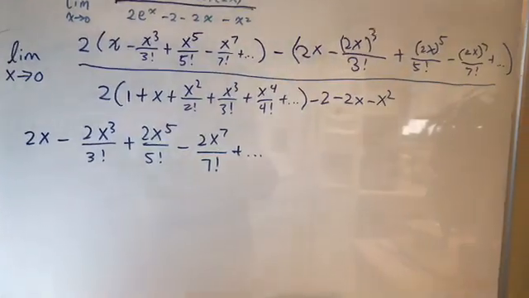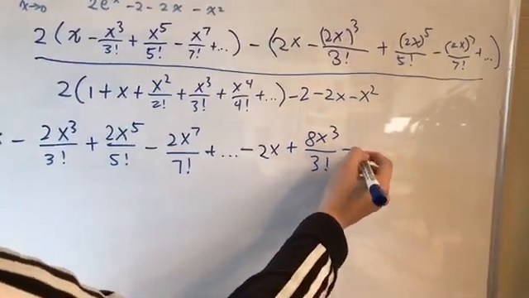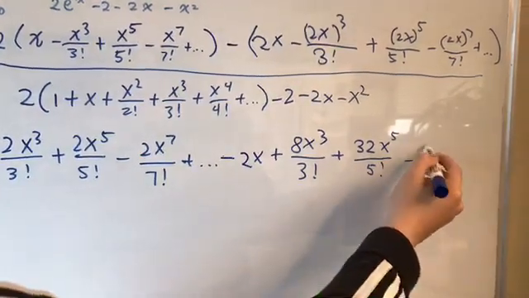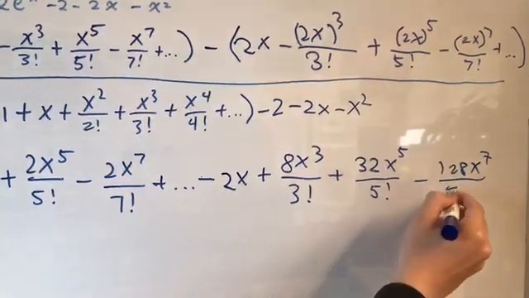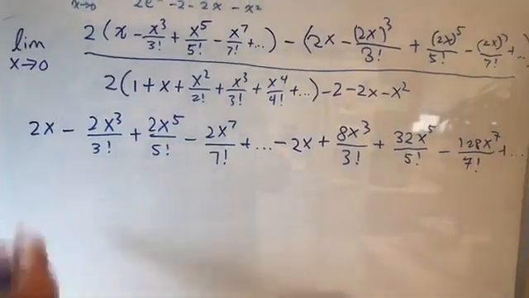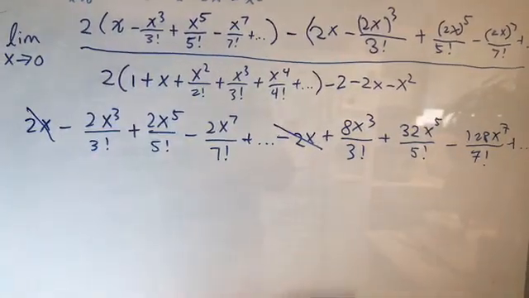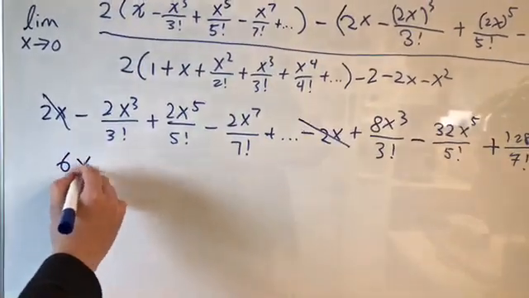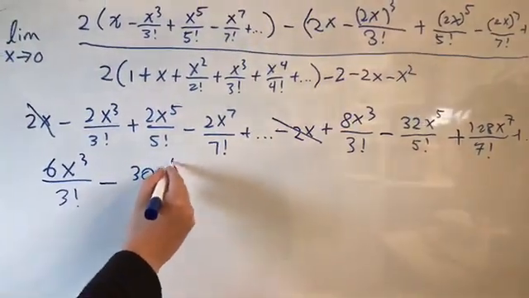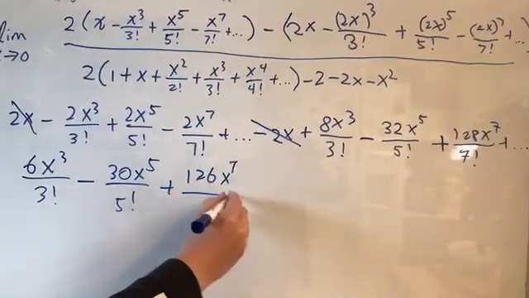And over here, I'll open up that bracket. And what we can see immediately is that the first terms cancel out, which leaves us with this. If we combine like terms of equal power of x, we get 6x to the power 3 over 3 factorial minus 30x to the power 5 over 5 factorial plus 126x to the power of 7 over 7 factorial.